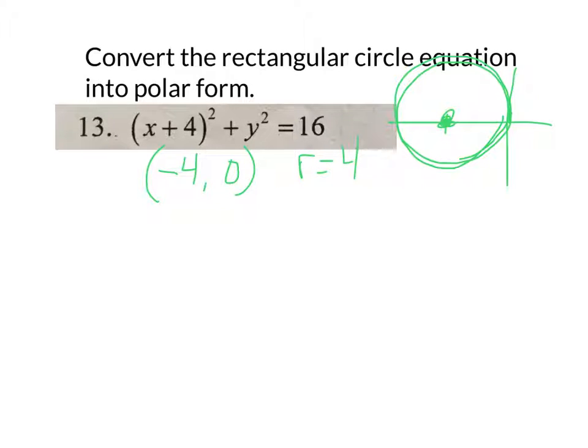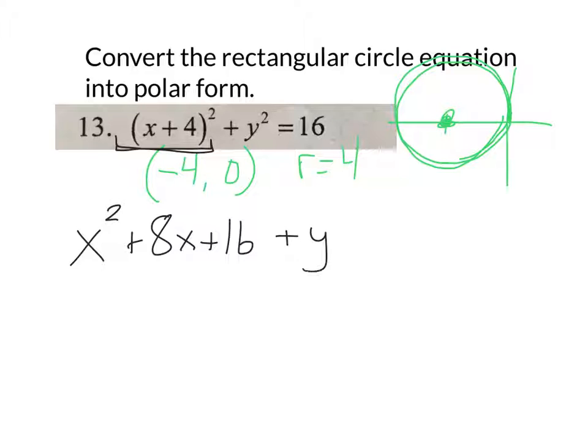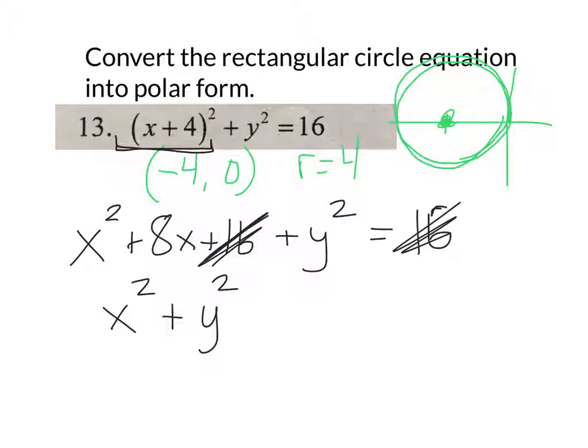So the first thing we're going to do is expand out (x + 4) squared, which gives us x squared plus 8x plus 16, because (x + 4) times (x + 4) is what it means to square something. So make sure you are distributing or foiling correctly. So the 16 can cancel out with that 16 on that side. So I'm going to get my x squared plus y squared together, plus 8x equals 0.